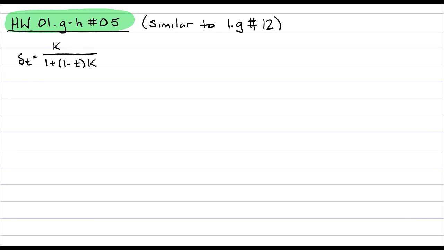This is the solution for problem number 5 from homework 1, sections G through H, which is based on number 12 from section 1G, and I'm just going to do the version from the manual. So this problem is a beast. It's pretty complicated. We have some information about some transactions that are made within an account, deposits and withdrawals and that sort of thing.